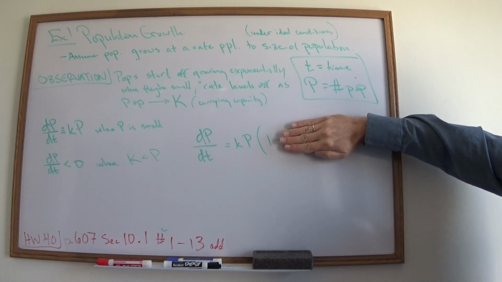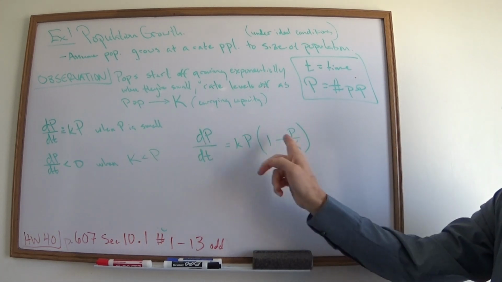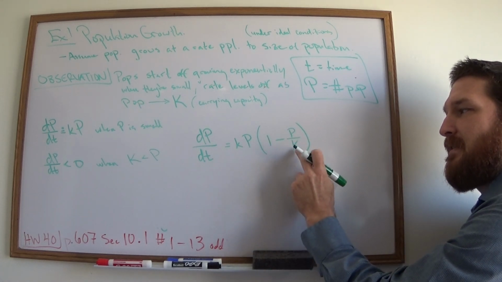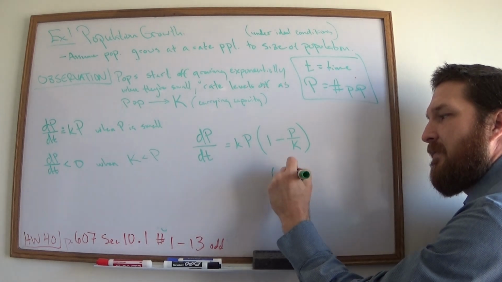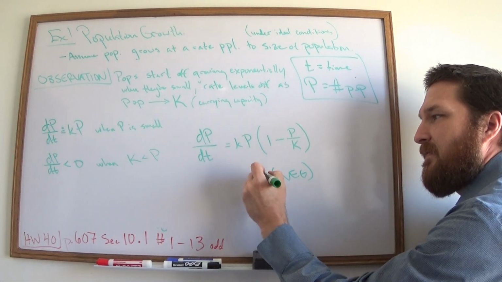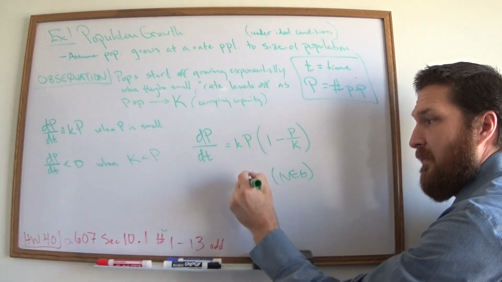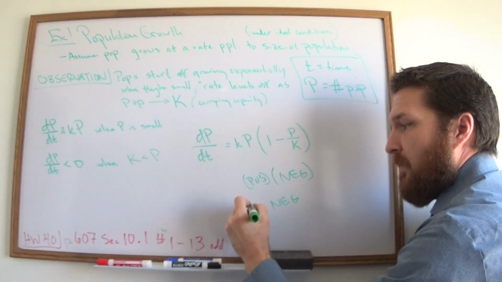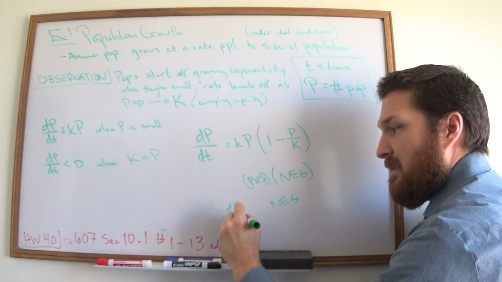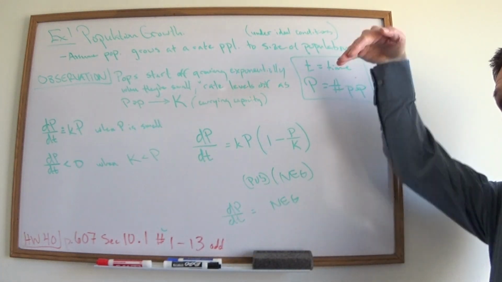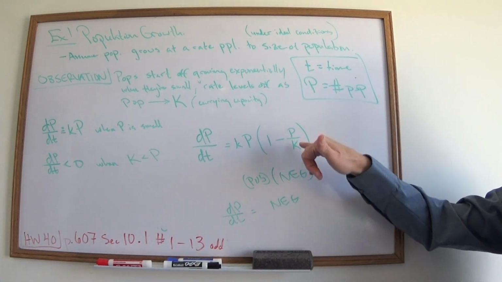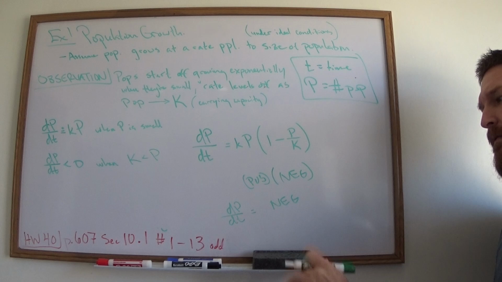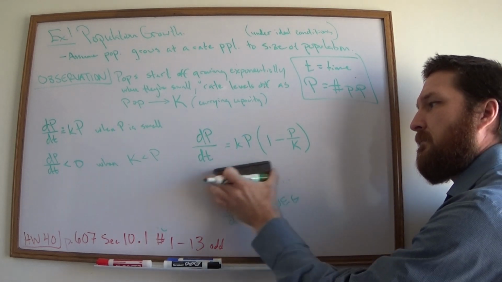But what happens when P is bigger than K? Now, it's negative. 1 minus this value, you get a negative. And so a negative times, we already said these guys are positive, makes a negative. So dP/dt should then decrease because it's negative, so it should come back down whenever P gets up to the carrying capacity. What if P is equal to the carrying capacity?